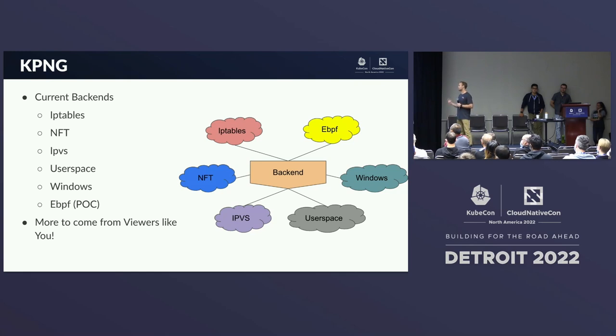So today we have an IP tables backend, NFT, IPVS, user space, as I mentioned, Windows. SIG Windows is actually helping train maintainers to maintain the Windows backend for Kaping at the moment. We also have a really basic eBPF POC, kind of going off some Cilium principles. So huge shout out to Cilium for giving us some ideas there. And way more to come from everyone here, right? We want to hear what kind of backends y'all are looking for, and we want to see what you think is going to happen next. That's kind of the goal.